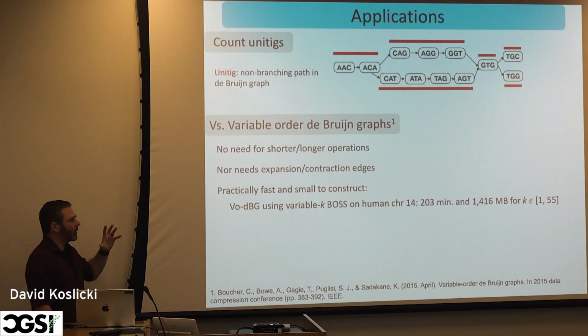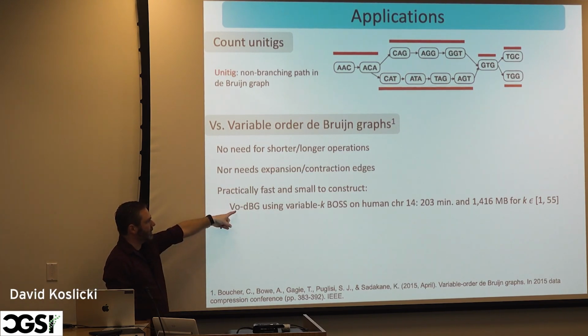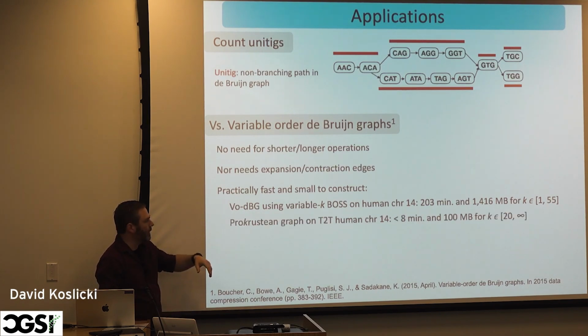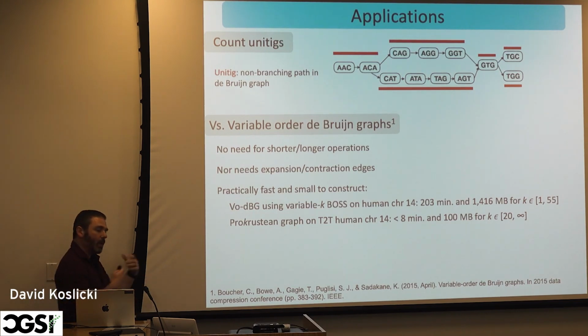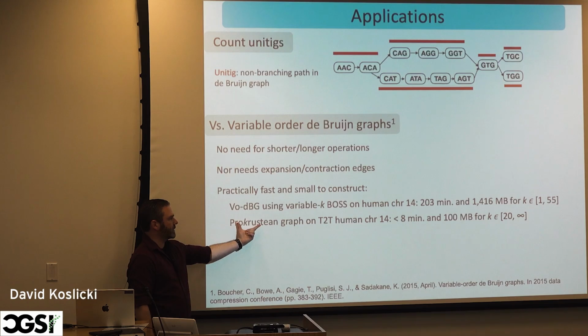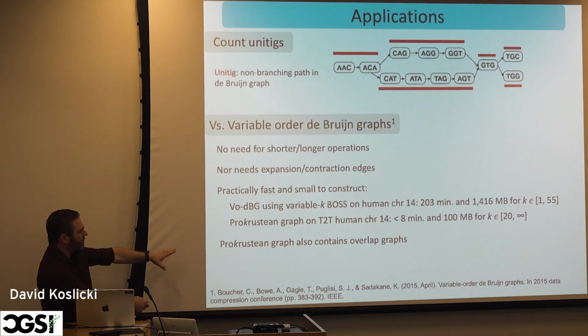So currently there are just a couple variable order de Bruijn graph practical implementations, one of which is this VO de Bruijn graph, which uses a certain data structure. And on a single human chromosome, it takes about 200 minutes and a gig of RAM to be able to construct this. Whereas if you use a Prokrustean graph on the complete chromosome 14 of a human, it's less than 8 minutes and about 100 meg of RAM. So the hope is that practically we will be able to use this Prokrustean graph to get much more efficient variable order assembly techniques.